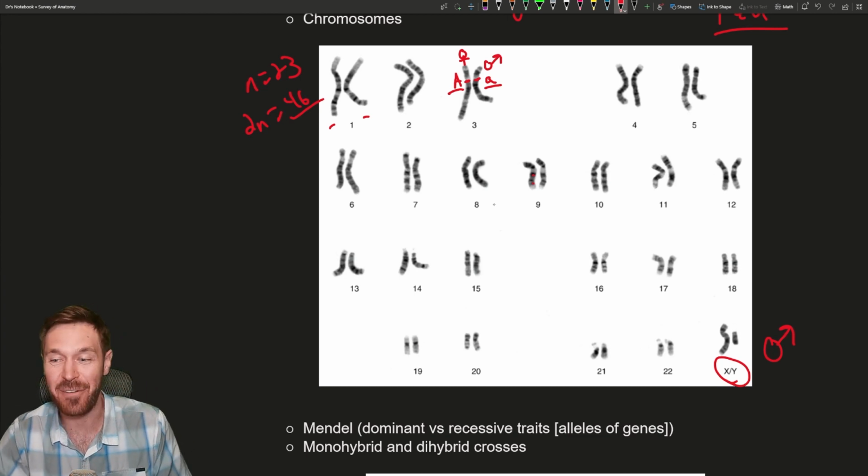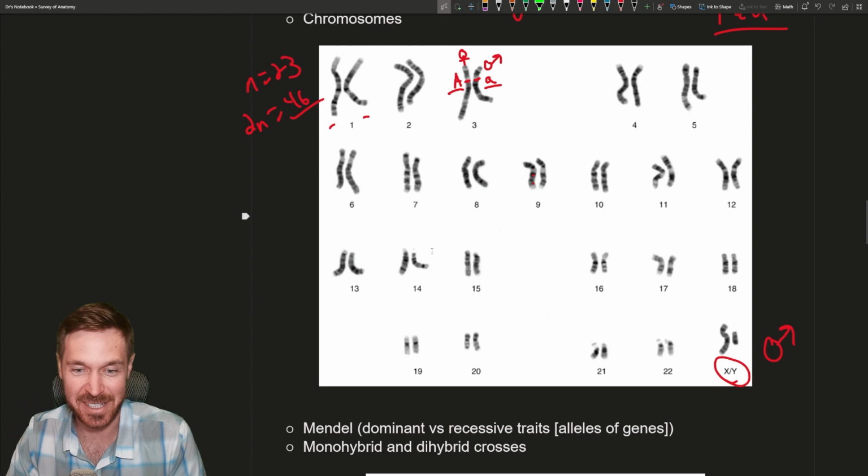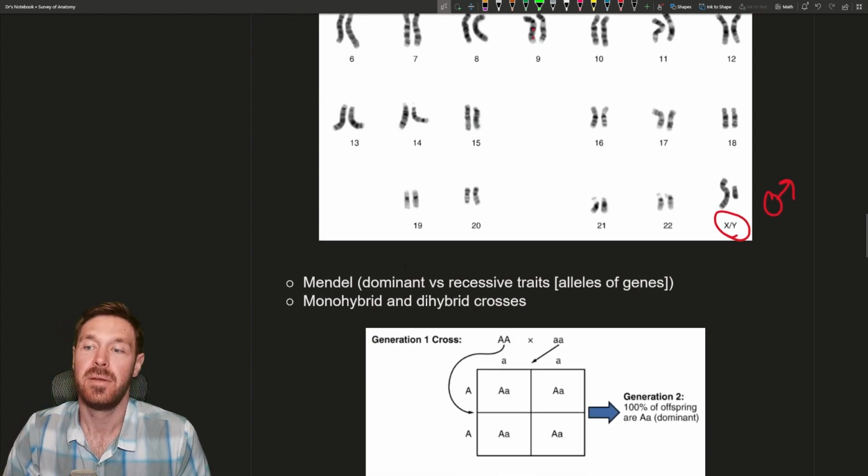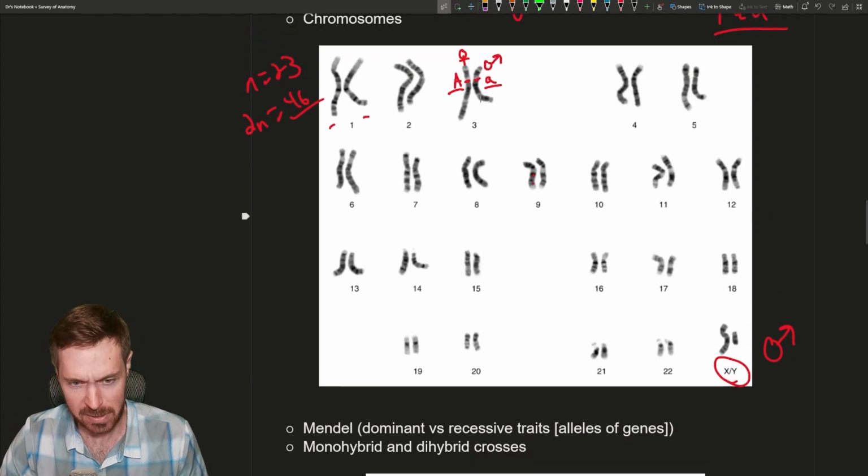All right. We have dominant and recessive then. Capital letter, lowercase letter. All right, let's get back to my train of thought.